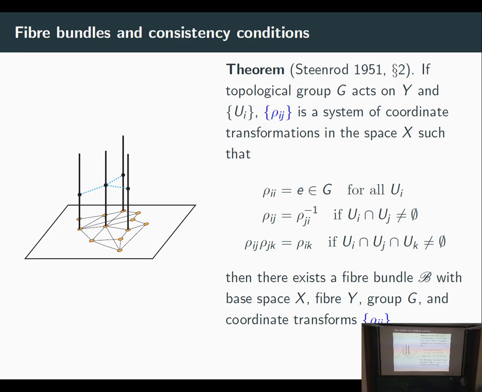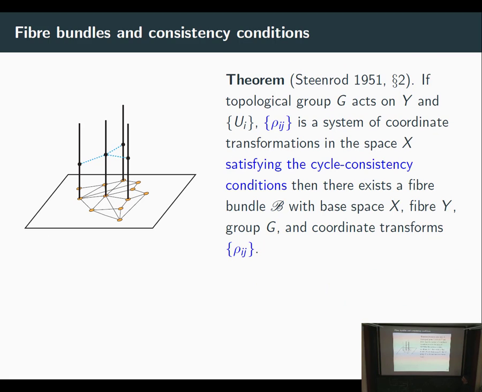Okay, so those co-cycle conditions, those of you who read Steenrod's book on fiber bundles will know that if you have a topological group acting on some space and a system of coordinate transformations on another space X, which satisfy these co-cycle conditions, so you have a covering of your space X and matching transition functions that satisfy these co-cycle conditions, then this means that you have a fiber bundle with the base space X and fiber Y, where the group G acts as the group of coordinate transformations. So this is something that we have constructed just by trying to decide how we would solve the synchronization problem. The solution of the synchronization problem presents to us a bundle on the graph that we have constructed.